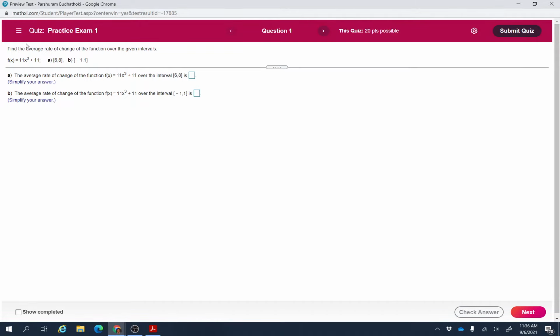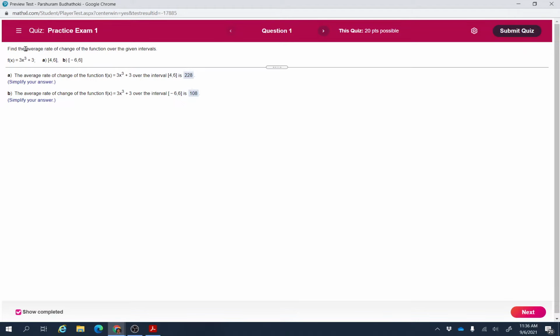So let's start. First problem, find the average rate of change. I'm going to use completed work so that we can compare our answer. Find the average rate of change of the function over given interval. So this is the function, and there are two problems, on interval 4 to 6 and on interval -6 to 6. I'm going to just do the first one.